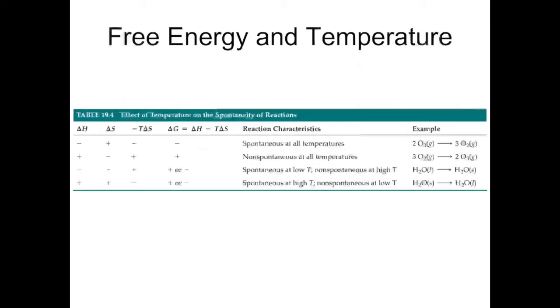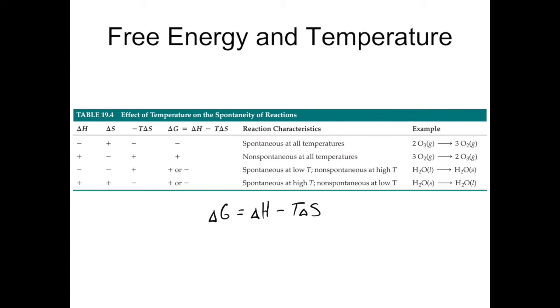This is a table showing all the different signs of delta H, delta S, and delta G that you can have in order to get spontaneous reactions or non-spontaneous reactions at different temperatures. But the most important thing here is that you don't need to memorize the table. You can work all of this out for yourself using the delta G expression.